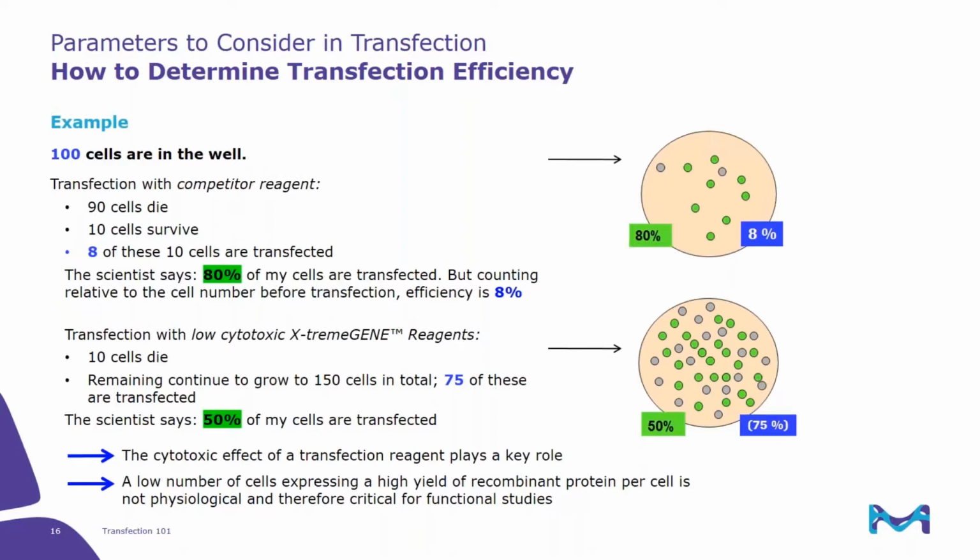When using a transfection reagent with low cytotoxicity, such as Extreme Gene reagents, of the 100 cells, only 10 die, and the remaining cells continue to grow to 150 cells total. 75 of these cells are transfected, leading to a transfection efficiency of 50%. This scenario demonstrates the key role cytotoxic effects have during transfection experiments. Reagents with minimal cytotoxicity can greatly improve transfection efficiency for your experiment.